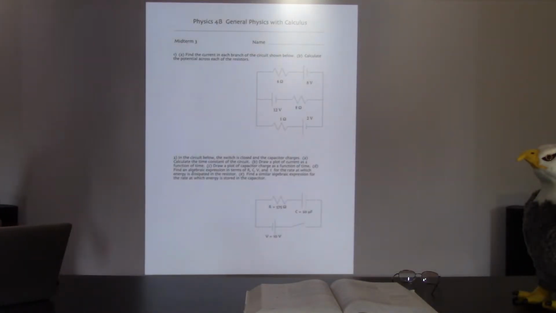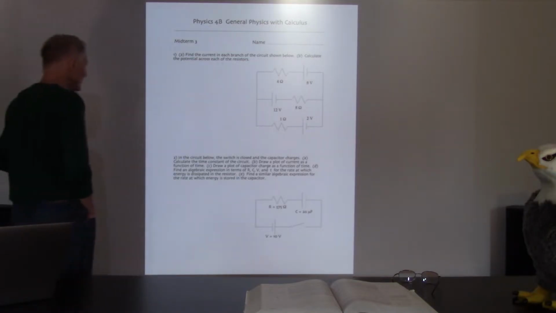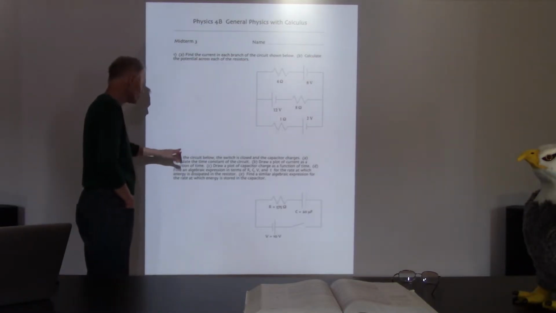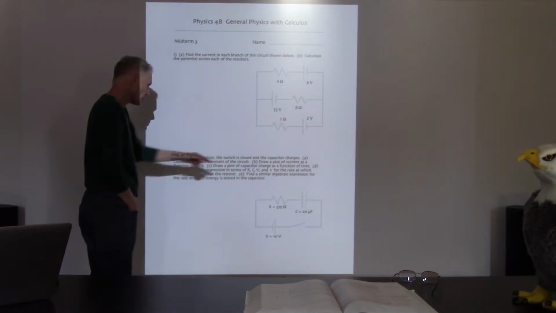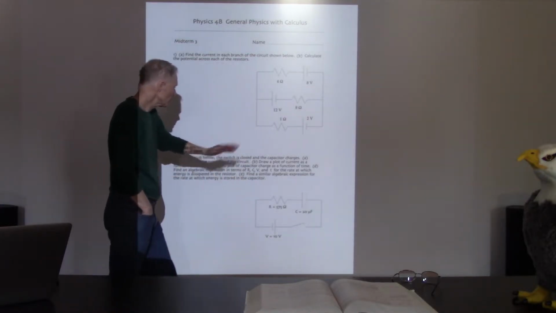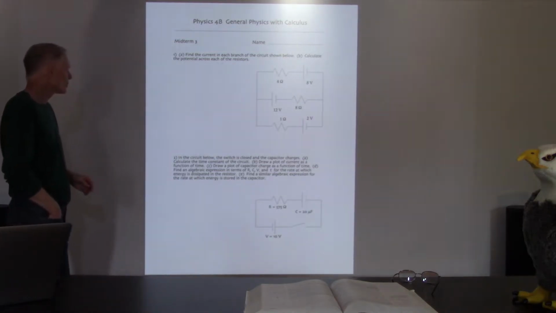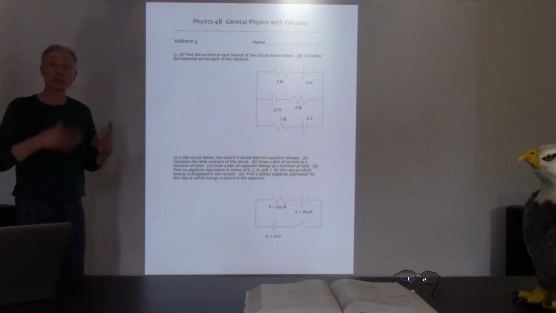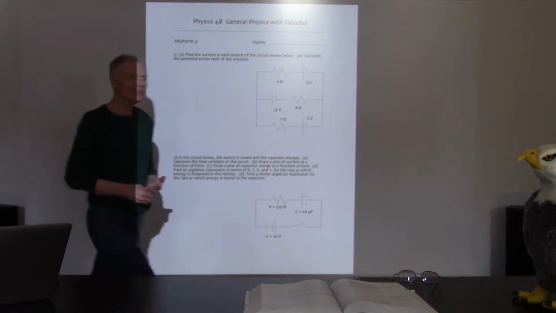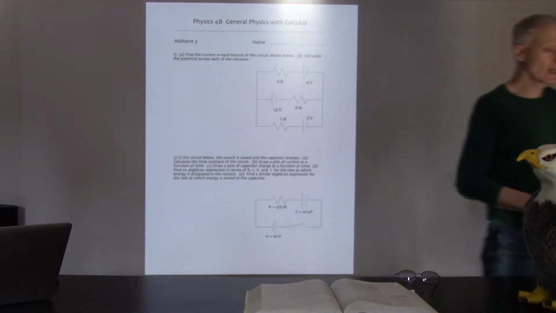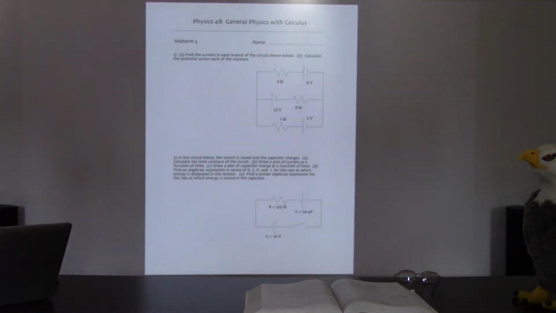Problem 2 on this practice set of problems, it says in the circuit below, there's the switch. I found the switch. The switch is going to get closed, and when the switch closes, we're going to charge that capacitor, right? This is kind of a standard RC charging setup.